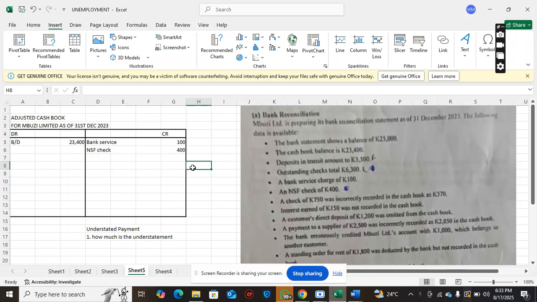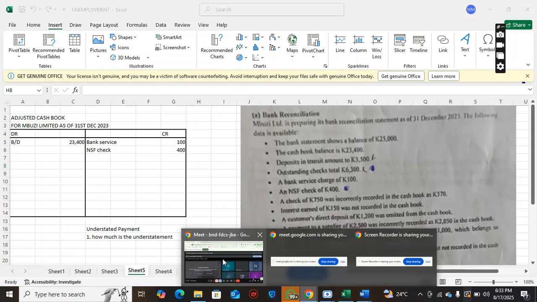Yes, colleagues, where were we when I was kicked out? We were on this check, this incorrect check, which was incorrectly recorded as 750. So we're taking it as a payment, and since the amount that was recorded is a lower amount, the payment is understated. Okay, colleagues, the payment is understated.